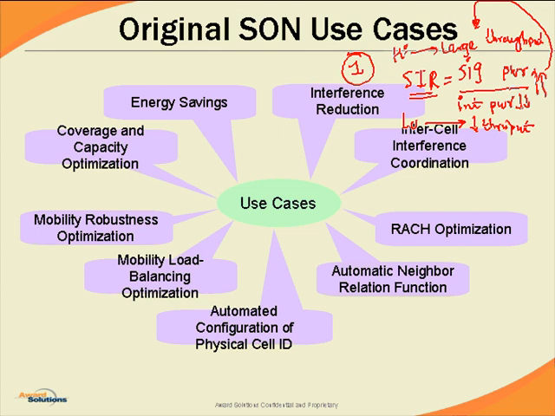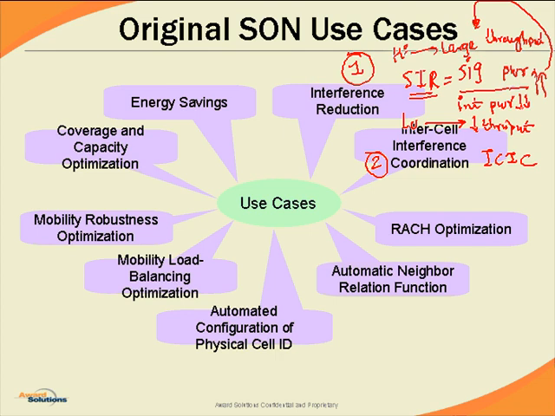One way to reduce interference is to have coordination among neighboring eNodeBs. That feature is called ICIC. Someone asked a question, if something is available today in terms of SON, or if this is just a dream. We have two things that are available today at least.